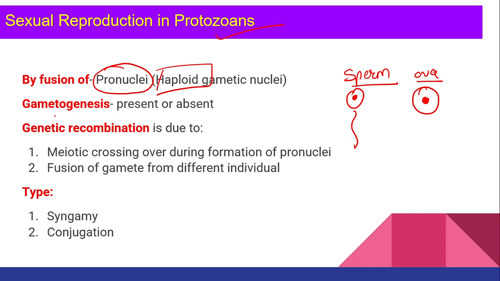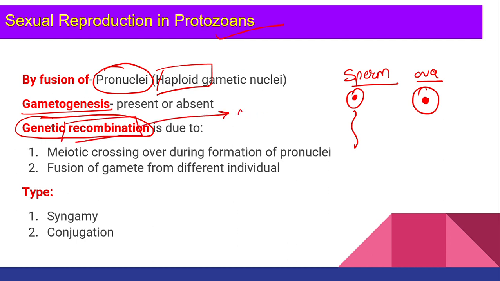Then what is gametogenesis? Gametogenesis is the formation of gamete. Now under sexual reproduction in protozoan, there could be presence of gametogenesis or it could be absent. Now, the important thing which we will see in sexual reproduction is your genetic recombination. What is this recombination and when does it occur?